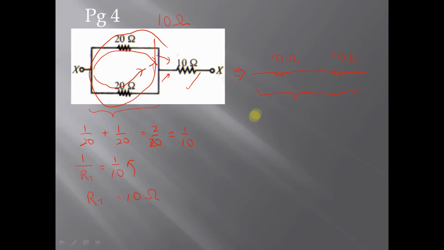So a series circuit is very simple. Just add up, only 10 plus 10. So you get 20 ohm. So that's all you have to do. So let me show you more examples.